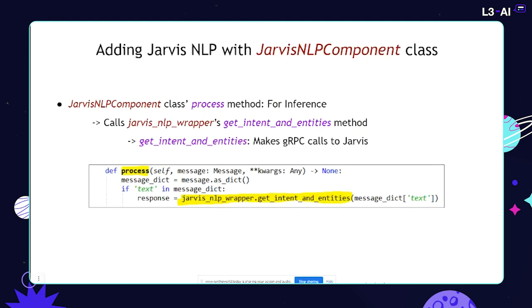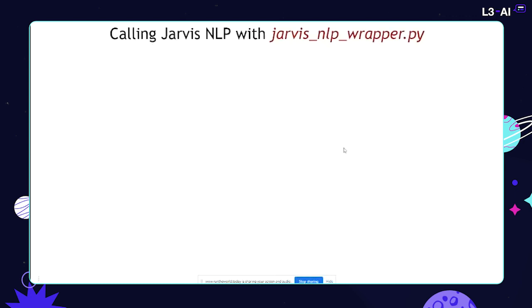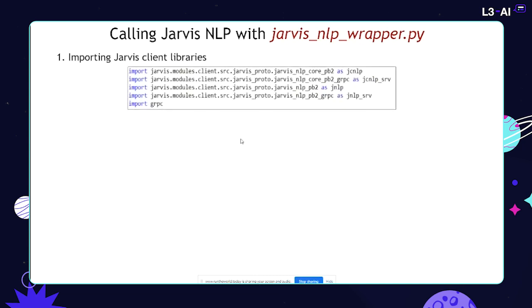So here is what our Jarvis NLP component looks like. As you can see here, the key function is the process function, which is responsible for inference. And this just calls the Jarvis NLP wrapper's get intent entities method. So let us look at the Jarvis NLP wrapper file in a little more detail. This file is the one that is responsible for actually making the gRPC calls to the Jarvis NLP service.